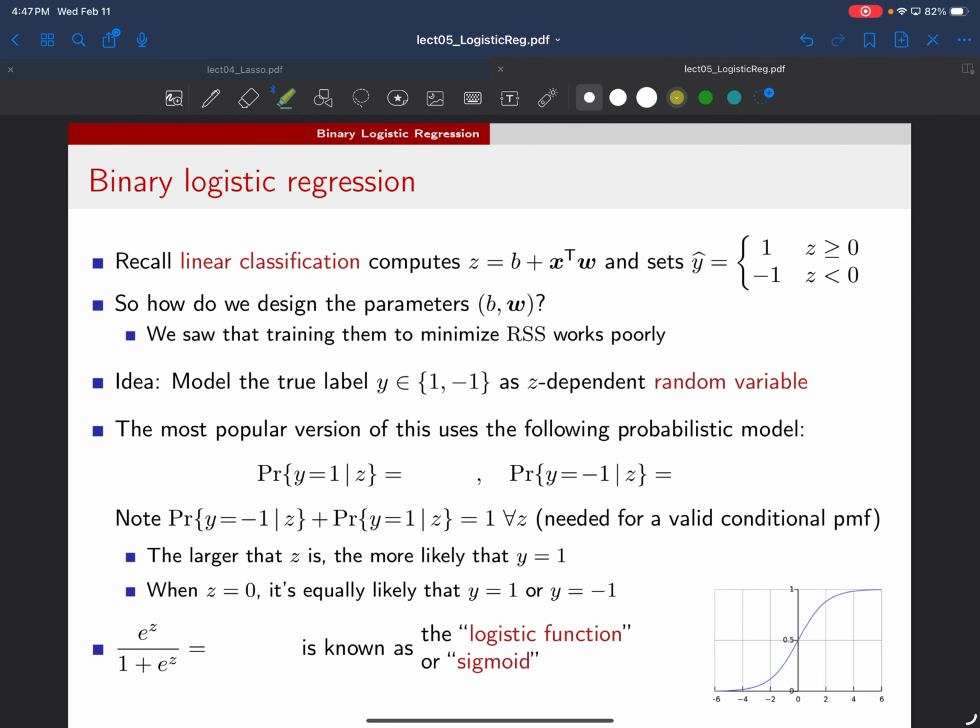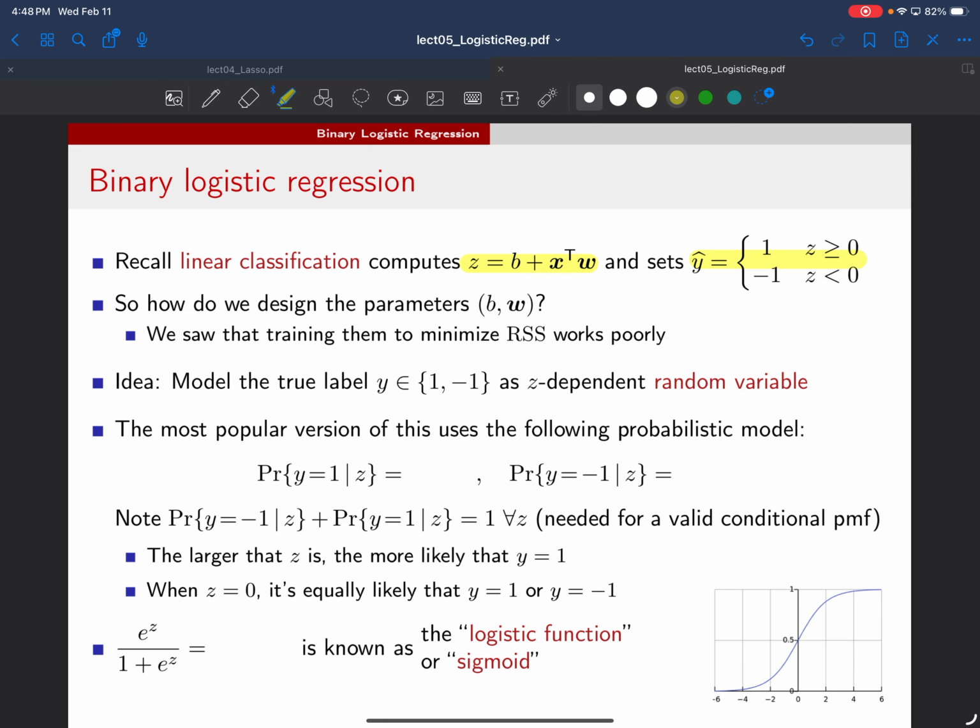Just to review, linear classification is a two-stage procedure. Given feature x and weights b and w, we first compute the score z, and then we threshold that score to give us y hat. Our whole goal now is to compute those parameters, and minimizing RSS is not a good idea.